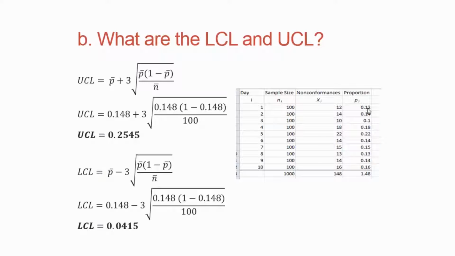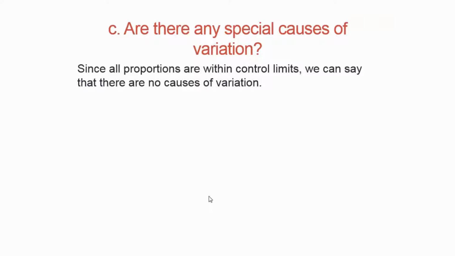How do we know that? We can just compare these values in this last column with the lower and upper limits. Are there any greater than 0.25? No. Are there any less than 0.0415? And the answer is no. So that's how we know in part C there is no special cause variation.